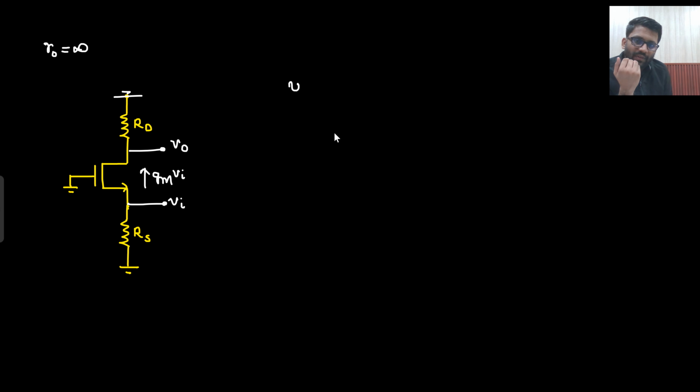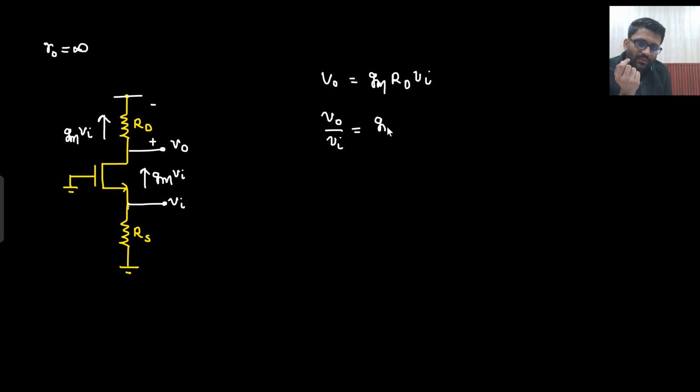Right. So this GMV in will be flowing here as well, because R naught is infinity. So V naught is equal to, since the current is flowing in the upward direction, this will be positive, this will be negative. So V naught is equal to GMRD into V in. So what is the gain? V naught by V in is equal to GMRD. Okay. This is the gain.